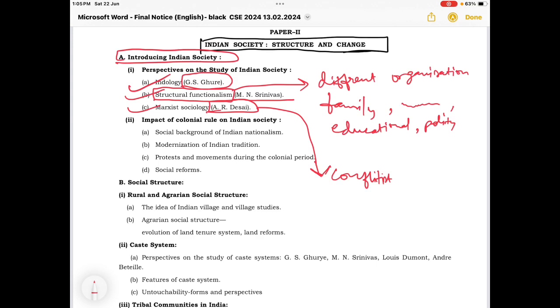We will read in detail, and these three are very important thinkers with respect to this paper, because in every answer you have to mention these thinkers. Other thinkers you can also mention, but these three are very important. What happens in the UPSC examination, in the optional paper, is that you will come across various thinkers in your newspaper also, but it is not the case that you pick any thinker from any book and write.